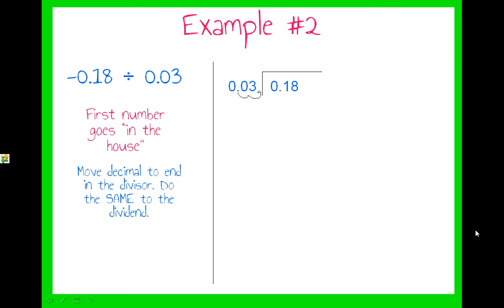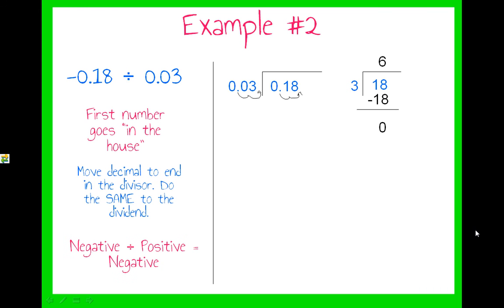We're actually multiplying by the appropriate power of 10. If we move it 2 places to the right in the divisor, we have to move it the same amount in the dividend. So that now just gives us 18 divided by 3. Super easy, goes in 6 times evenly. And a negative divided by a positive will give us a negative, different signs, so our answer is a negative 6.